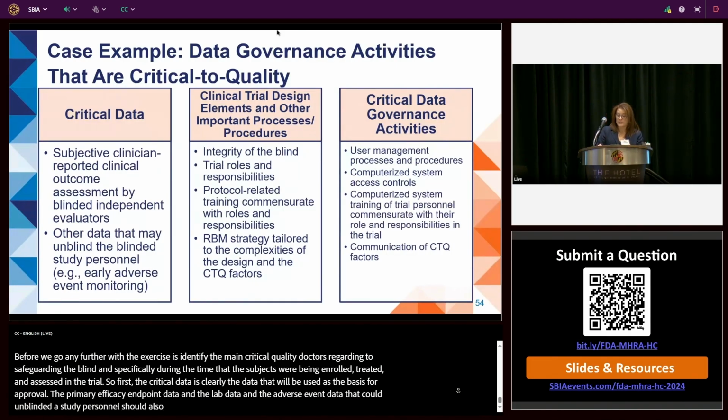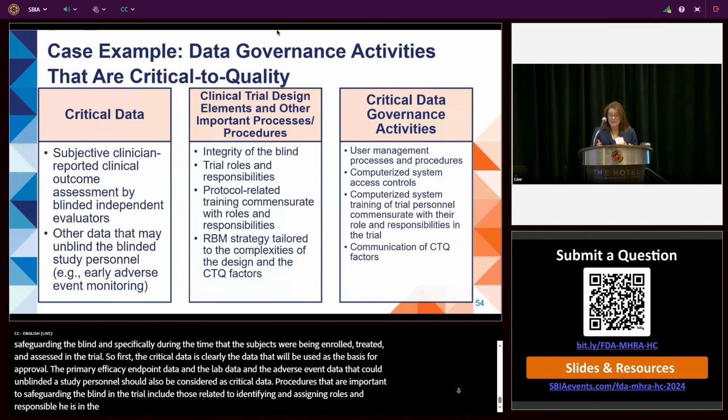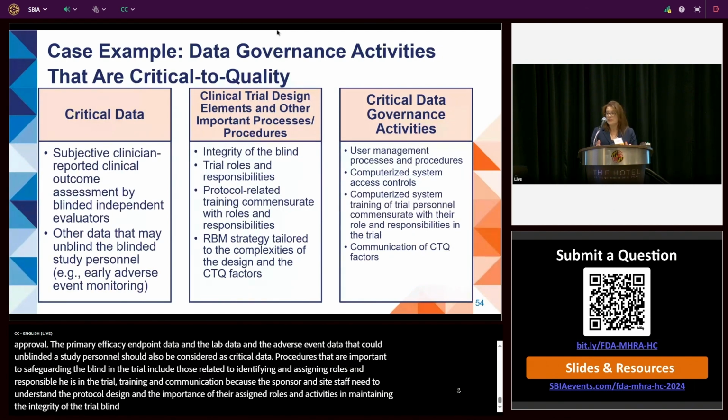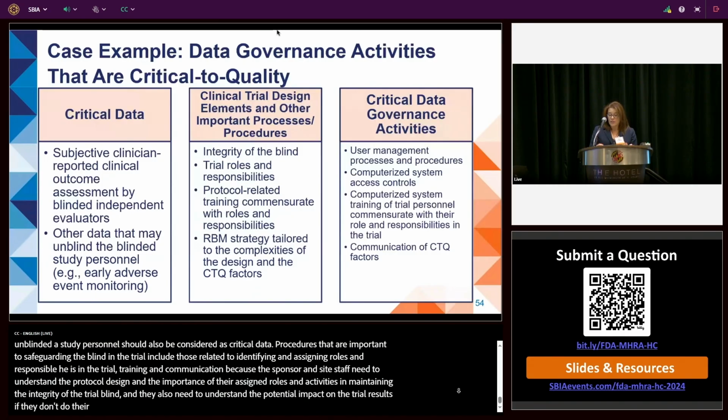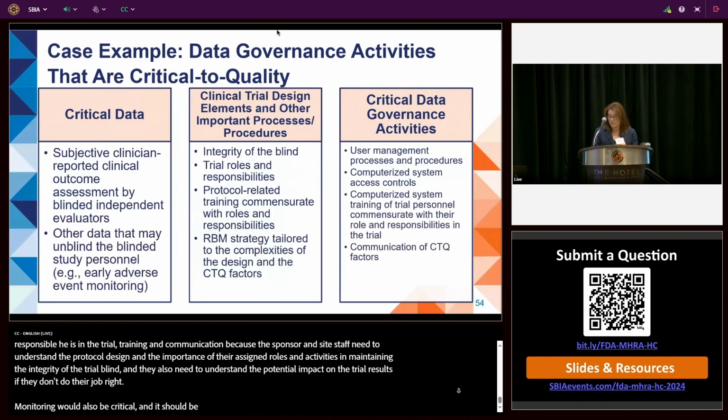Procedures that are important to safeguarding the blind in the trial include those related to identifying and assigning roles and responsibilities in the trial, training and communication, because the sponsor and site staff need to understand the protocol design and the importance of their assigned roles and activities in maintaining the integrity of the trial blind. And they also need to understand the potential impact on the trial results if they don't do their job right. Monitoring would also be critical, and it should be tailored to the complexity of the trial and should focus on the critical to quality factors.